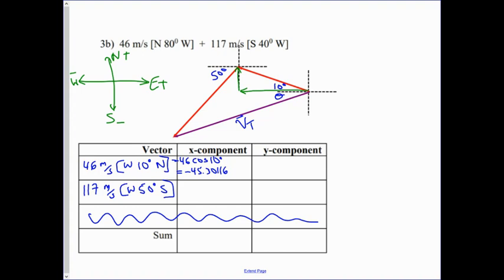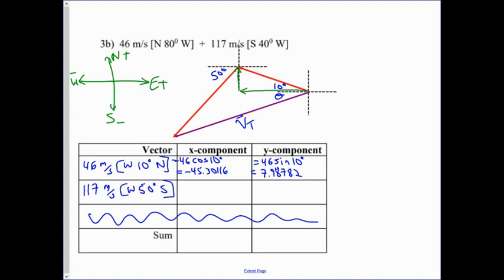Our y component actually goes up for this vector, so it's going to be a positive value. So I'm going to say 46 sine of our theta. That's sine of 10 degrees. We use sine because our y component is our opposite side to that 10-degree angle. Okay, plug that into our calculator. We get 7.98782. So we have our x and y components for our first vector.